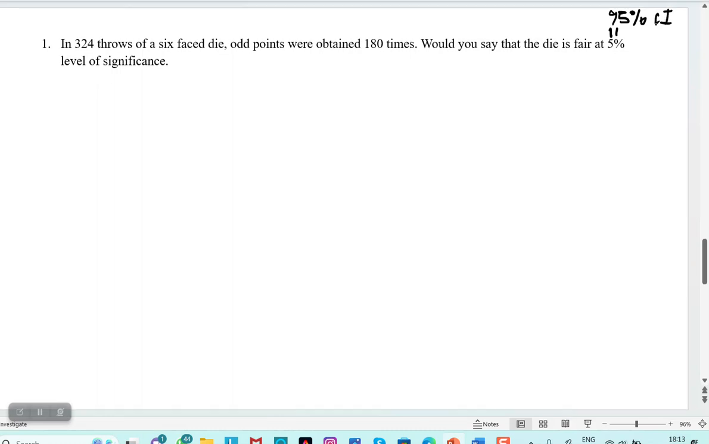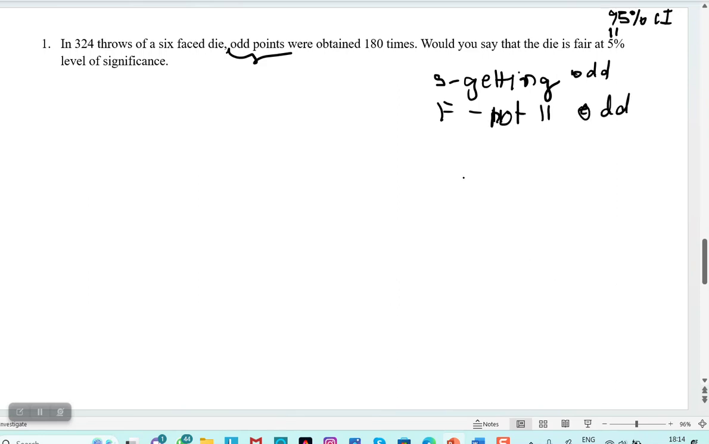Also, in this case we are drawing a die and we are interested in getting an odd point. This is also something like a binomial distribution, wherein you can define success as getting odd points and failure as getting even points. Success is getting odd, failure is not getting odd. The n is 324 because we are repeating the experiment 324 times, and the p in this case is the probability of getting odd points when you draw a die.